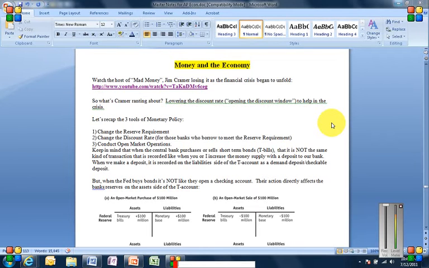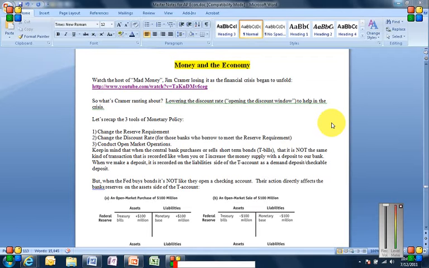Number two, they can change the discount rate for those banks who want to borrow from the Fed to meet the reserve requirement if they're not in compliance. It's usually an overnight lending arrangement. They have to meet the reserve requirement over a 2-week average. If they don't want to borrow from the Fed, of course, and pay the discount rate, then they can always borrow in the federal funds market from other banks and pay the Fed funds rate.